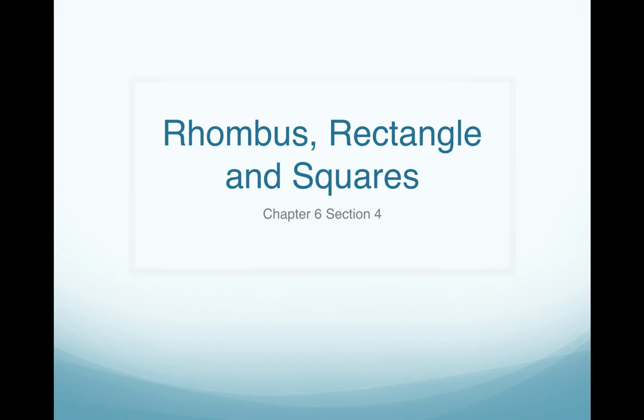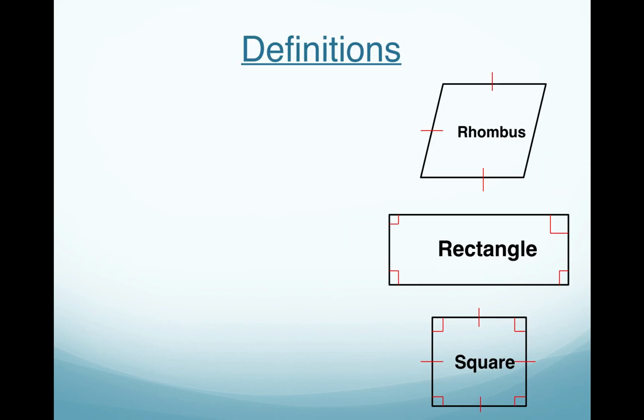Welcome to Chapter 6, Section 4. Today we're going to be talking about some special types of quadrilaterals: rhombuses, rectangles, and squares. To start us off, we're going to go over the definitions of these quadrilaterals.